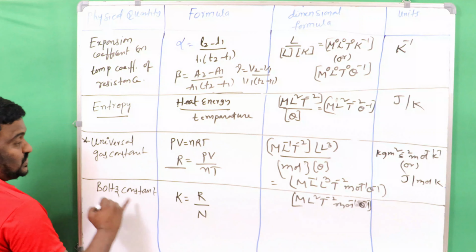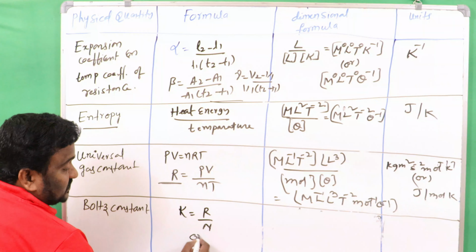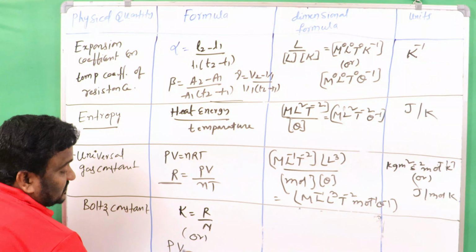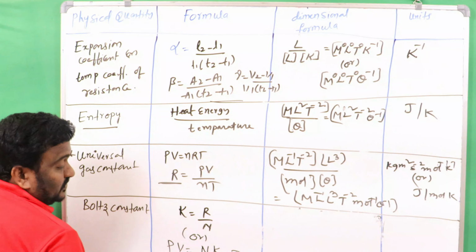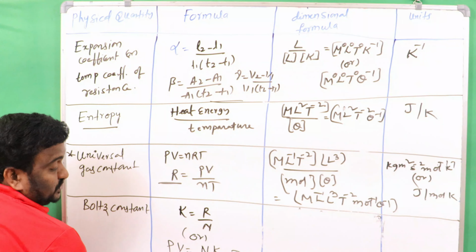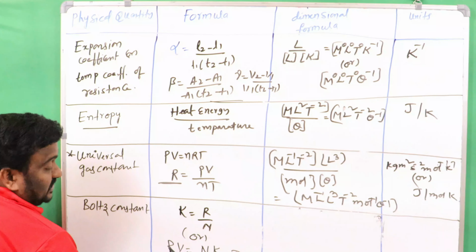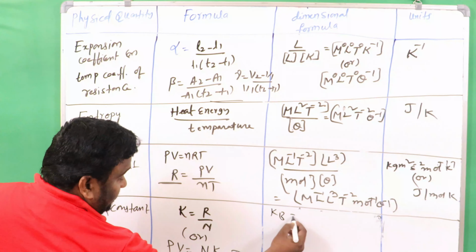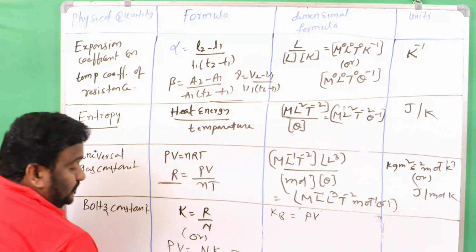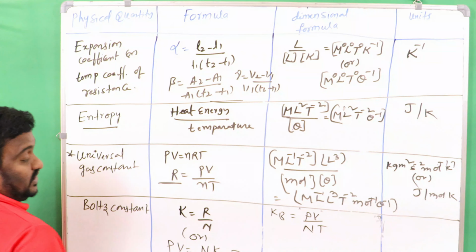And now the Boltzmann constant. Boltzmann constant k is equals to R by N, and it is also written like this: PV is equals to N k_B T. This you can also use. N is the Avogadro number, k_B is the Boltzmann constant, T is the temperature, P is the pressure, and V is the volume. From that what do we write here? k_B is equals to PV by NT we can write.